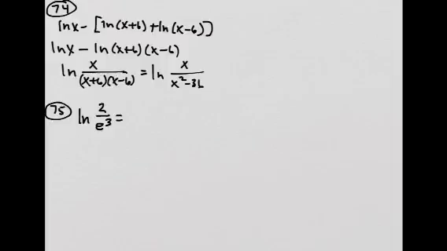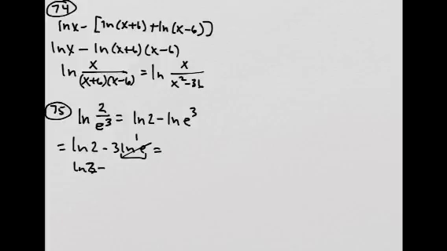Okay, now we're simplifying, so this is the log of a quotient, so I could write it as the difference of the logs like this. And then the 3 comes down as the coefficient of that log, so this equals natural log of 2 minus 3 natural log of e. And we know natural log of e is 1, so 3 times 1 is 3. So you say natural log of 2 minus 3, which can be written as negative 3 plus natural log of 2.